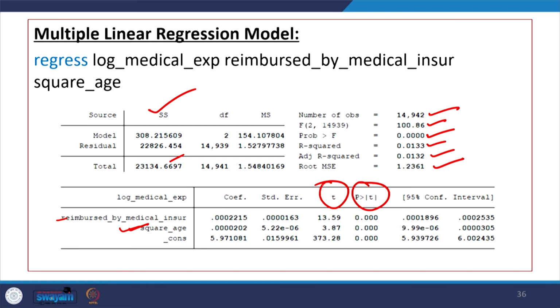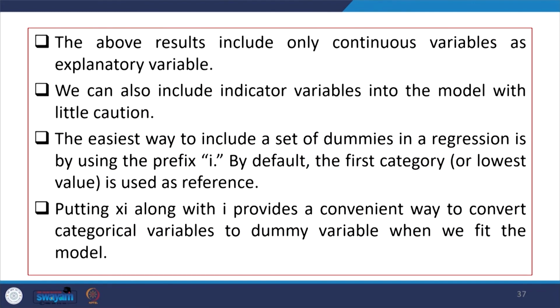Okay. So their coefficients, everything is presented. I have already explained, so I think I need not spend more time here. The above results include only continuous variables as explanatory variables.